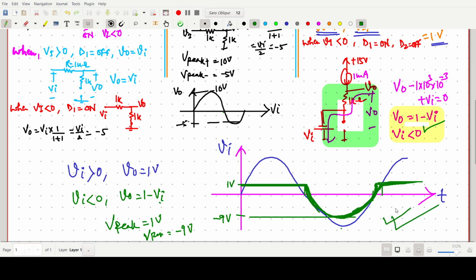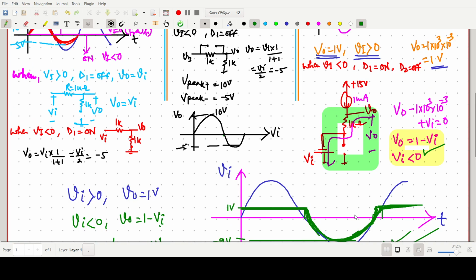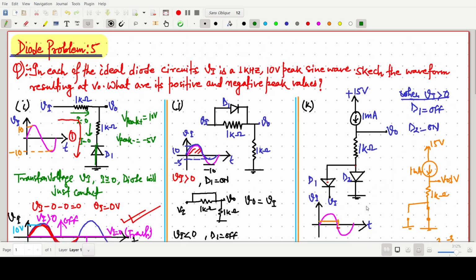Thank you for watching this video. Like that you can solve any problem, but we have to be very careful about the concept. In this question we find where the diode is on and off, and then we can easily draw the output waveform. So this is all about the question, question three from the Microelectronic Circuits book by Sedra Smith. Thank you for watching this video.